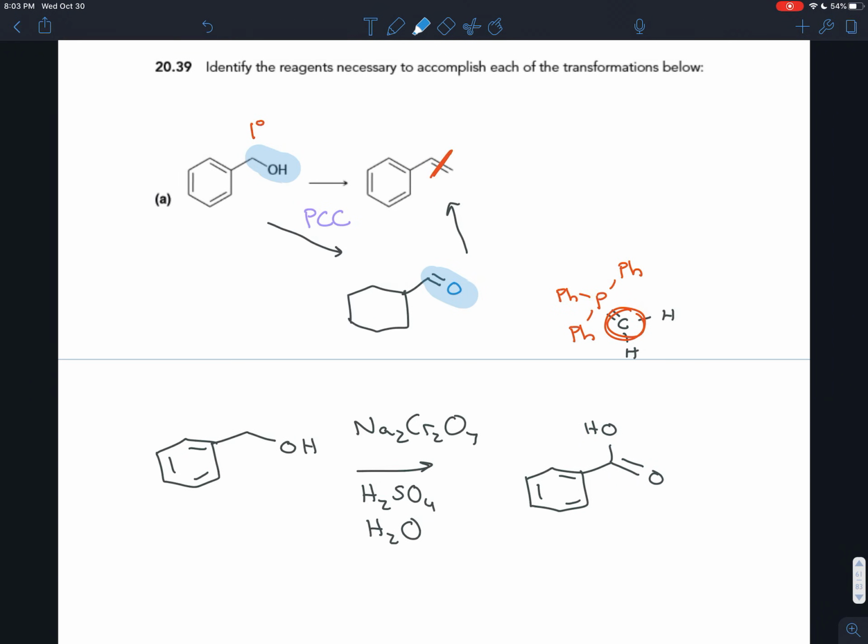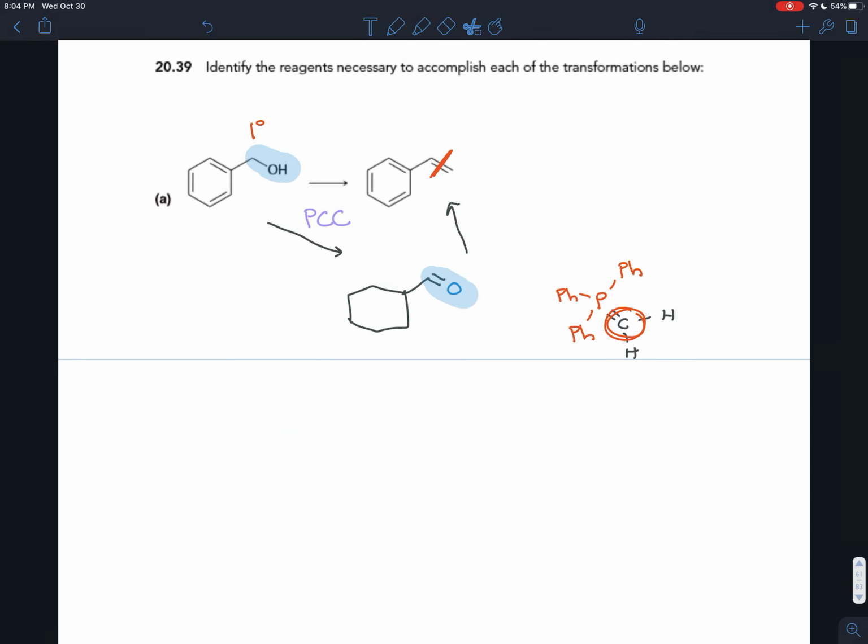So we don't want a carboxylic acid, and we saw this reaction actually. We saw something like this, where you oxidize the carbon on the benzylic position, you get a carboxylic acid with these strong oxidizing agents. So if you just want to stop at the aldehyde and not go all the way to the carboxylic acid, then you use a weak oxidizing agent, you use PCC.